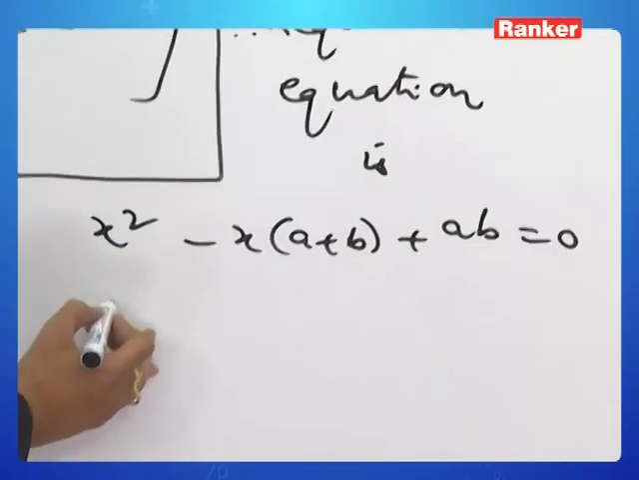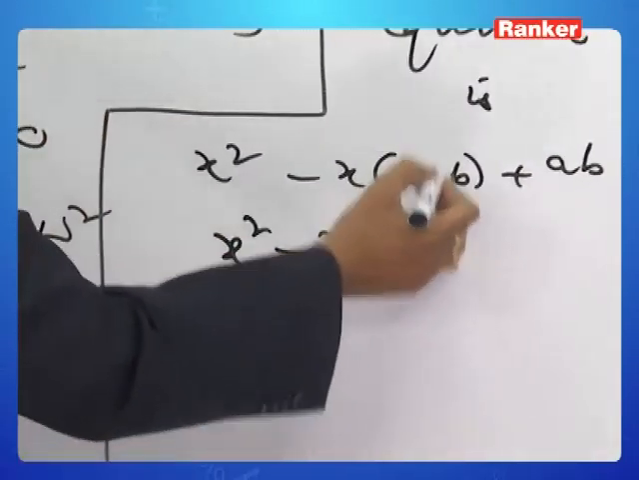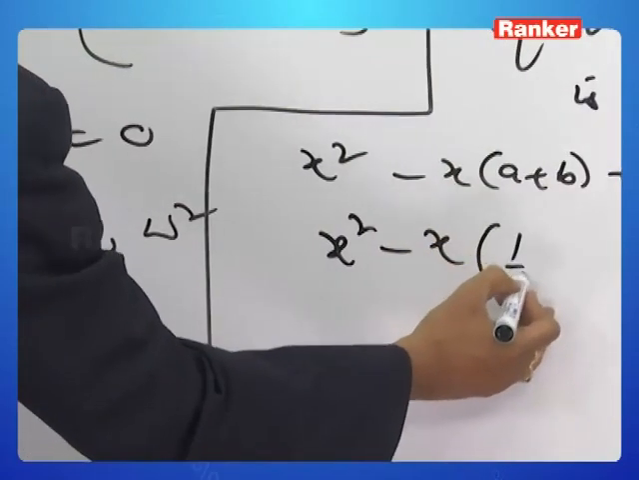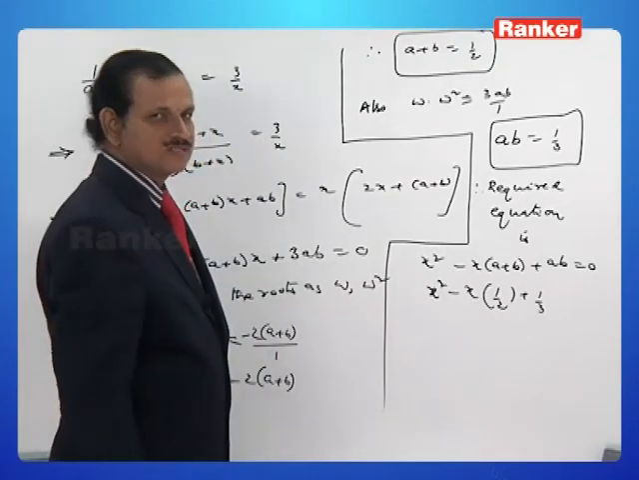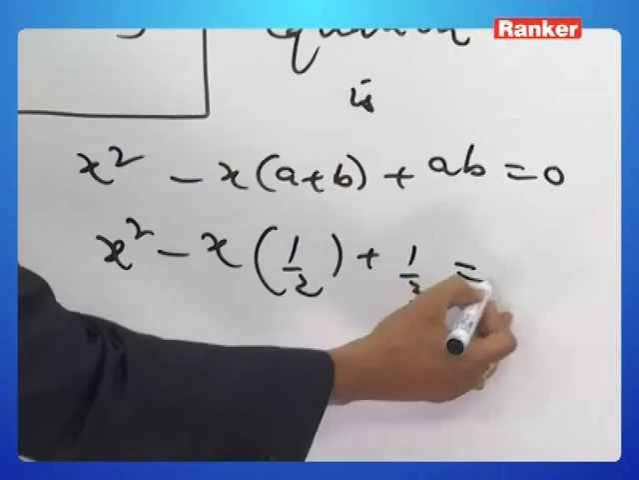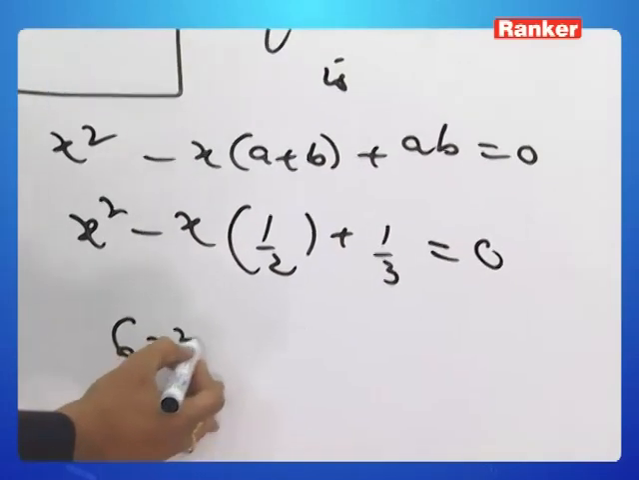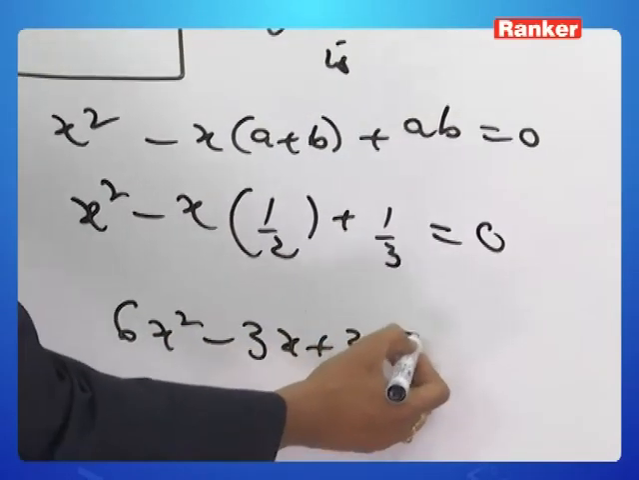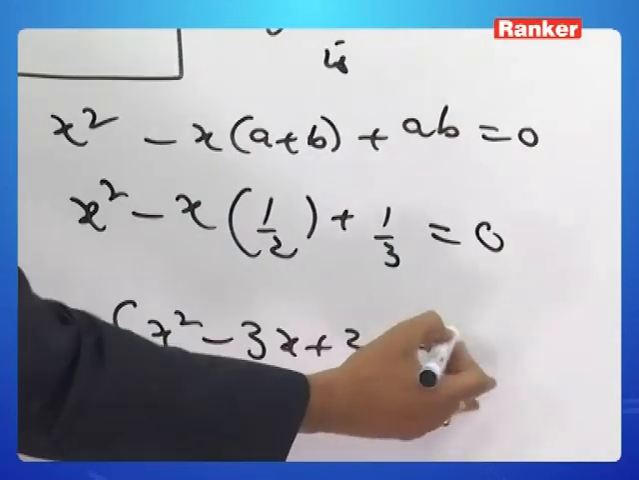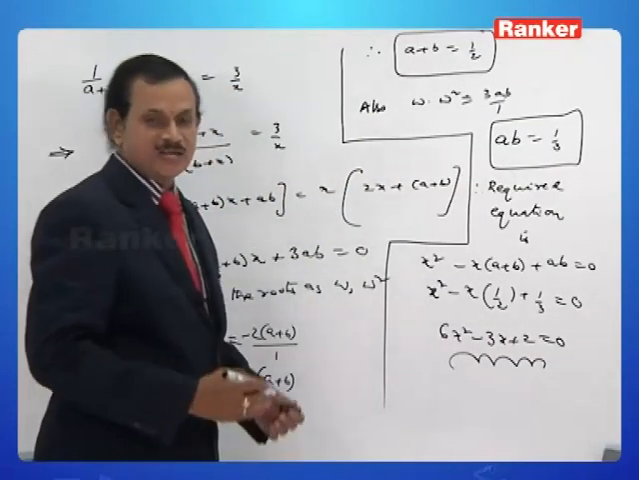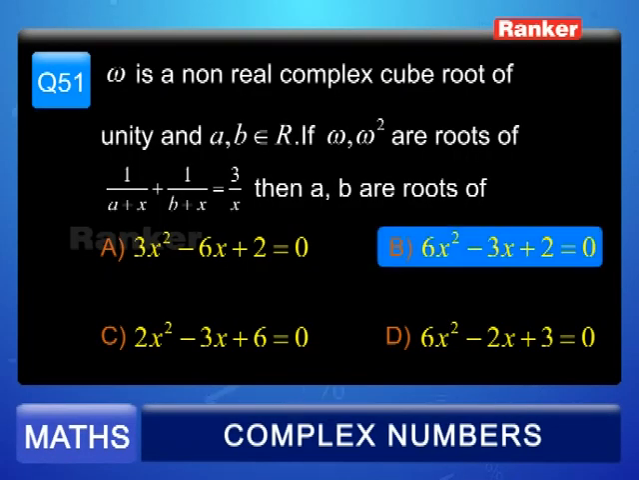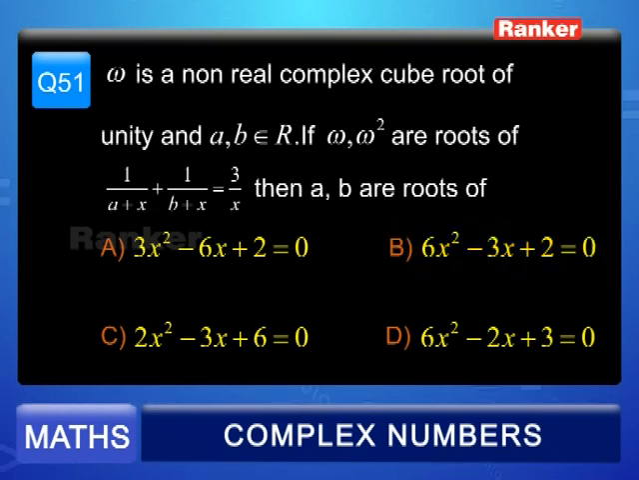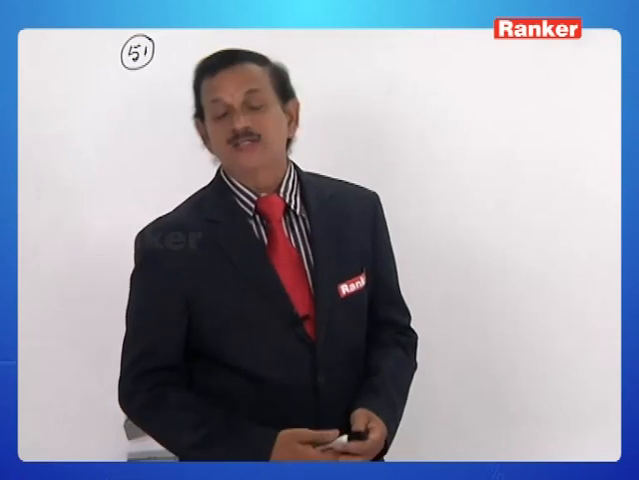Well done. What about a plus b? We know that it is half. What is ab? It is 1 by 3. Multiply it with 6. What happens? 6x square minus 3x plus 2 is equal to 0 is of course the required answer. Where does it lie? It is available in option B. Right answer is 6x square minus 3x plus 2 is equal to 0. The next question before us is question number 52.